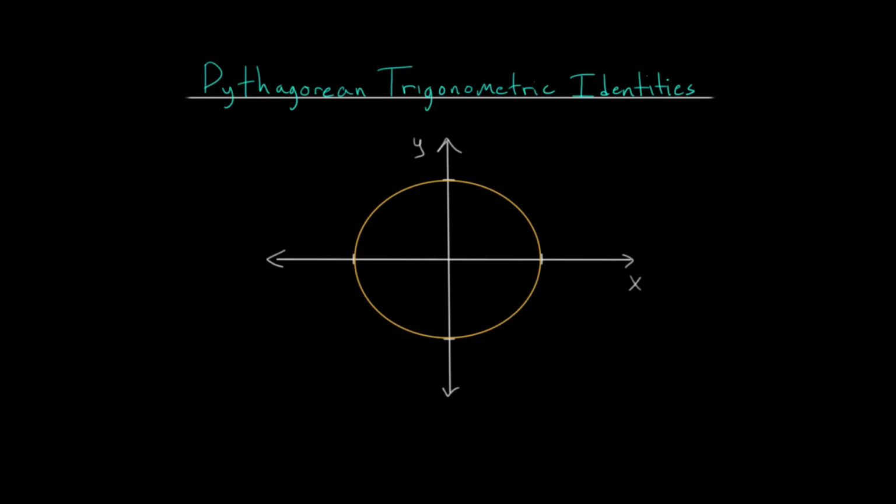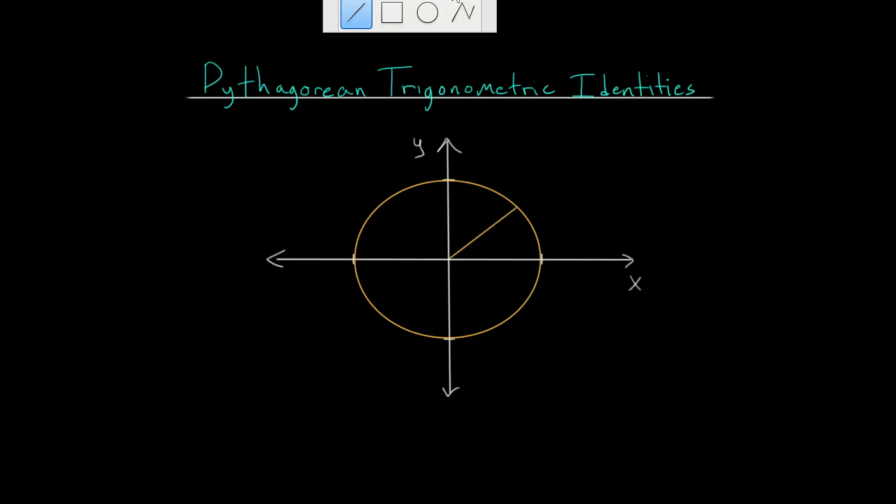In this video, I'd like to talk about the Pythagorean trigonometric identities. And to understand these identities, we need to start with the unit circle. And remember, on the unit circle, it's called the unit circle since it has a radius equal to 1.